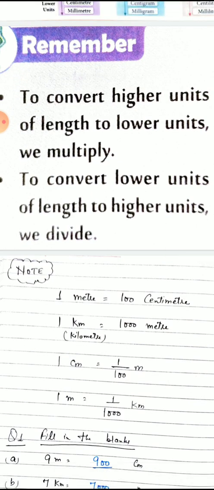When you are going to convert meter into centimeter, meter is a higher unit than centimeter. So always remember, when you are going to convert meter into centimeter, always multiply the numbers by 100. And when you convert higher unit into lower unit, in the same way, 1 kilometer is equal to 1000 meter.